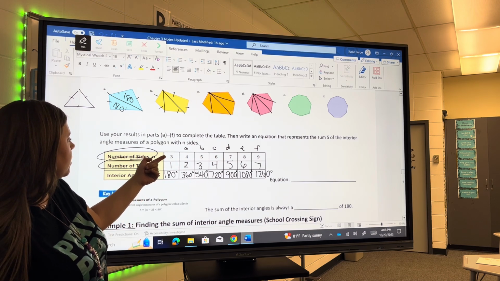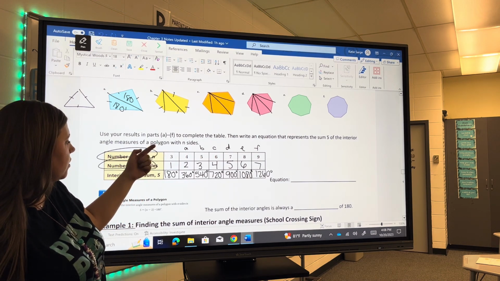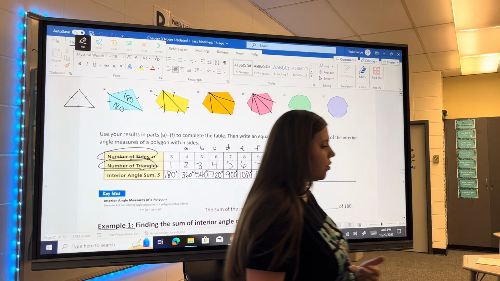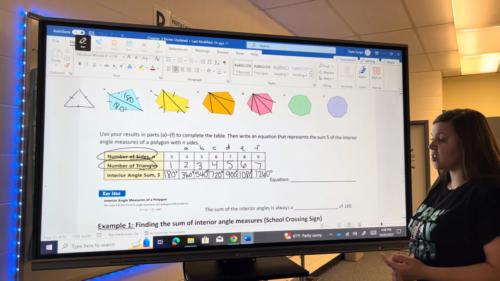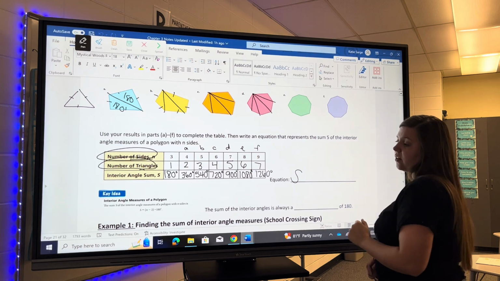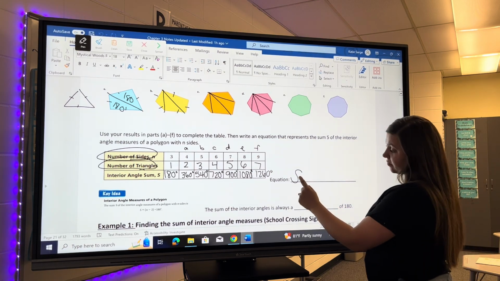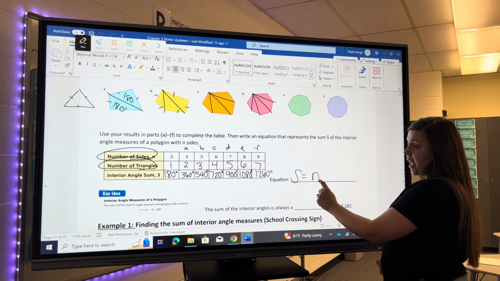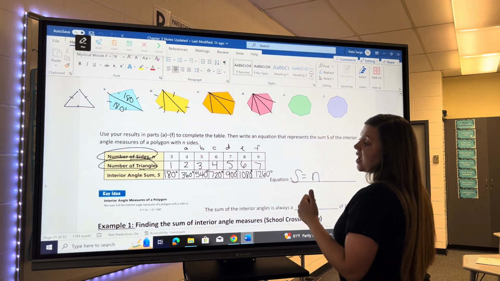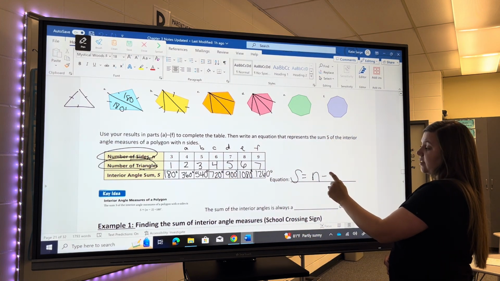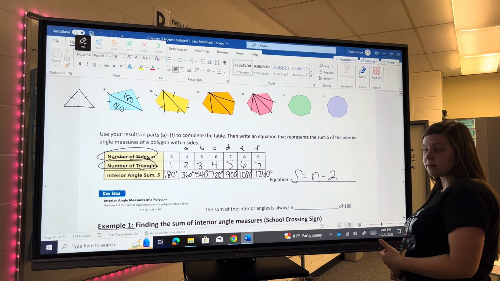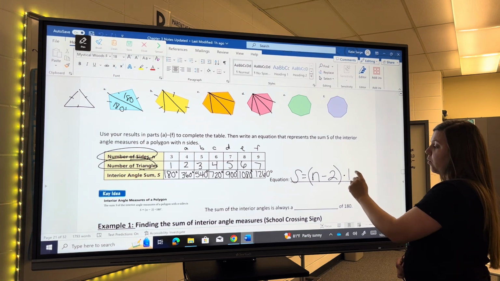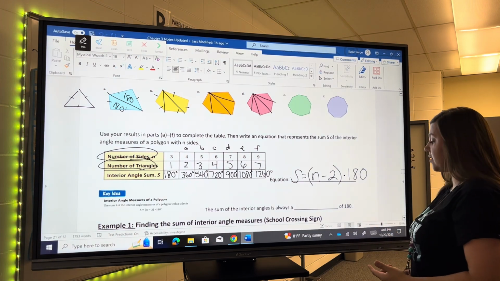So if we look here, the number of sides is 3, the number of triangles is 1, and then we've got 180. The rule or the equation here is the sum of all of the angles is represented with S. And we find that by taking the number of sides, n, okay, which it shows us here, the number of sides, n, and subtracting 2 from whatever that number is. And we take that amount and we multiply it by 180. So I want to show you why that works, okay?